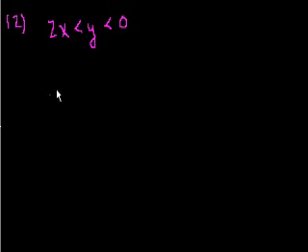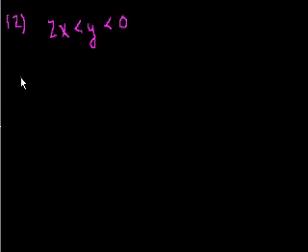Welcome back. We are now on problem number 12, which I will do in magenta. 12. If 2x is less than y, which is less than 0, so both of these are negative, and 2x is more negative. Which of the following is greatest? They give us a bunch of choices.